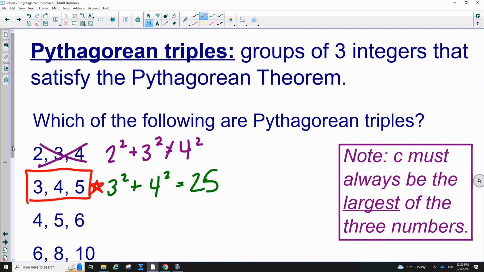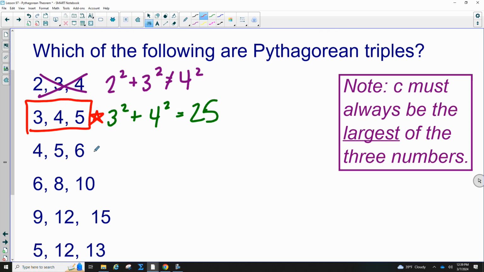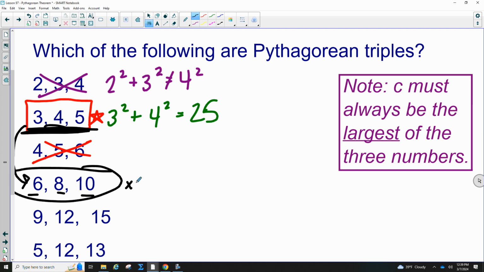4, 5, 6 does not work. Again, you could check it. 16 plus 25 equals 36? That does not work, okay? Now, if you know the 3, 4, 5, any multiple of this works. So notice 6, 8, 10. What did I do to get 6, 8, 10 from 3, 4, 5? Yeah, this one works. It's the 3, 4, 5 times 2. If you recognize that, it'll help on the SAT, okay?